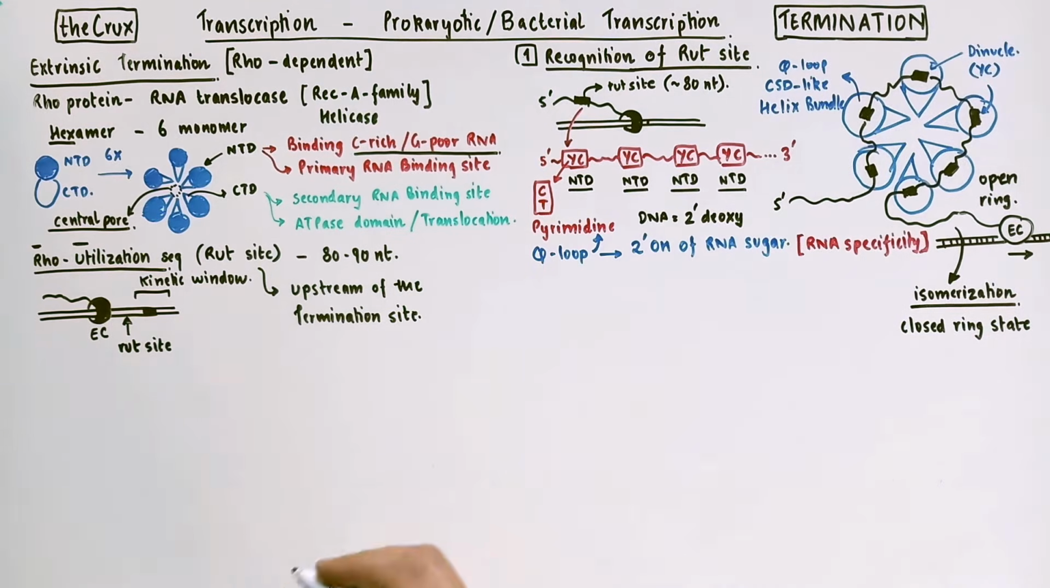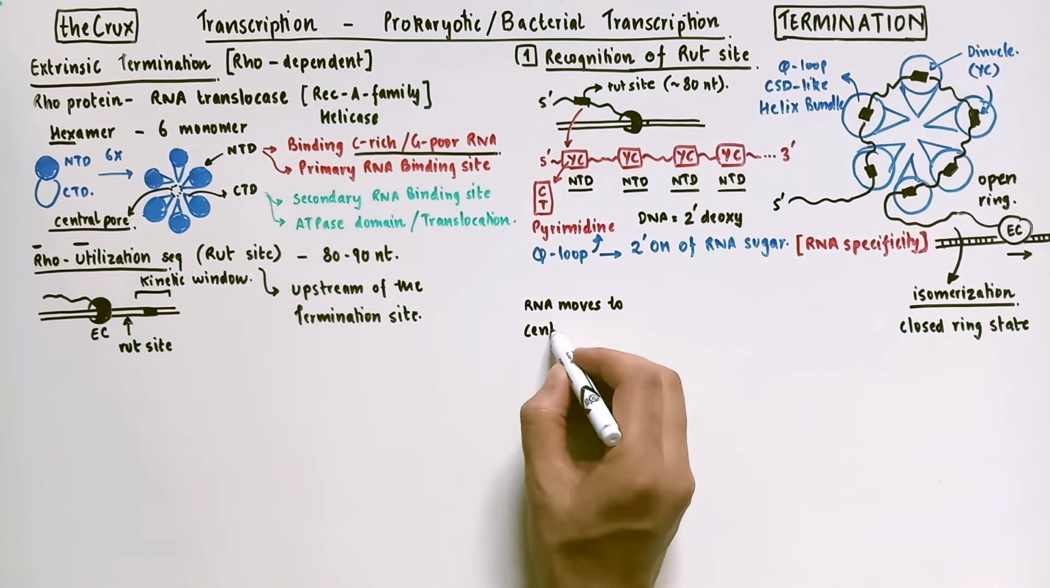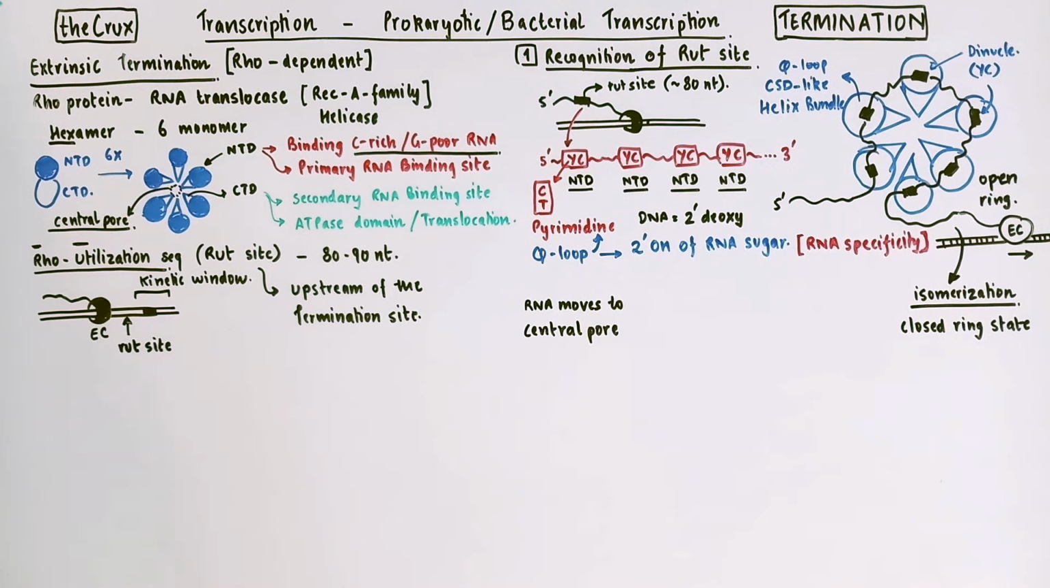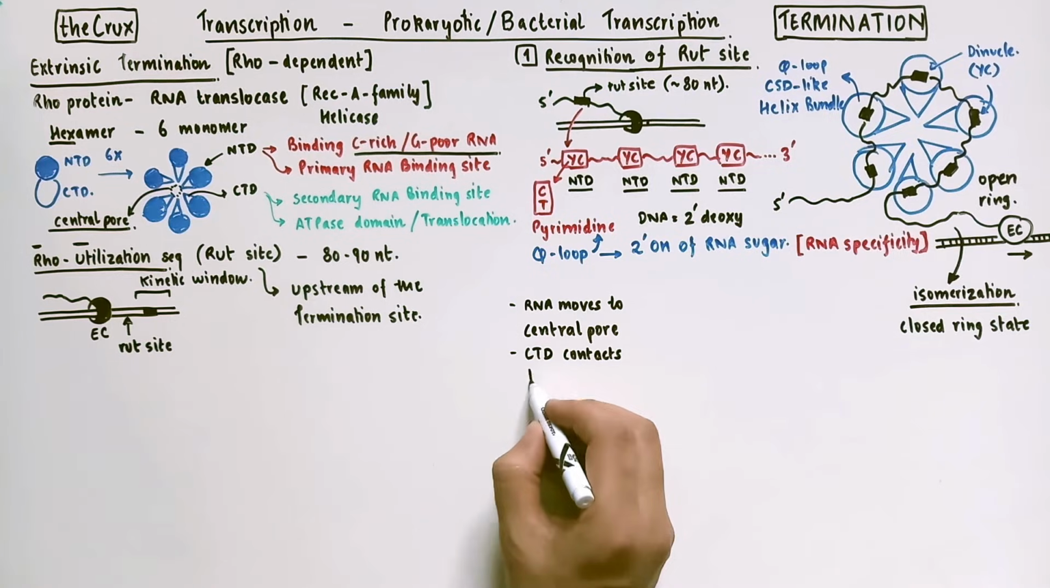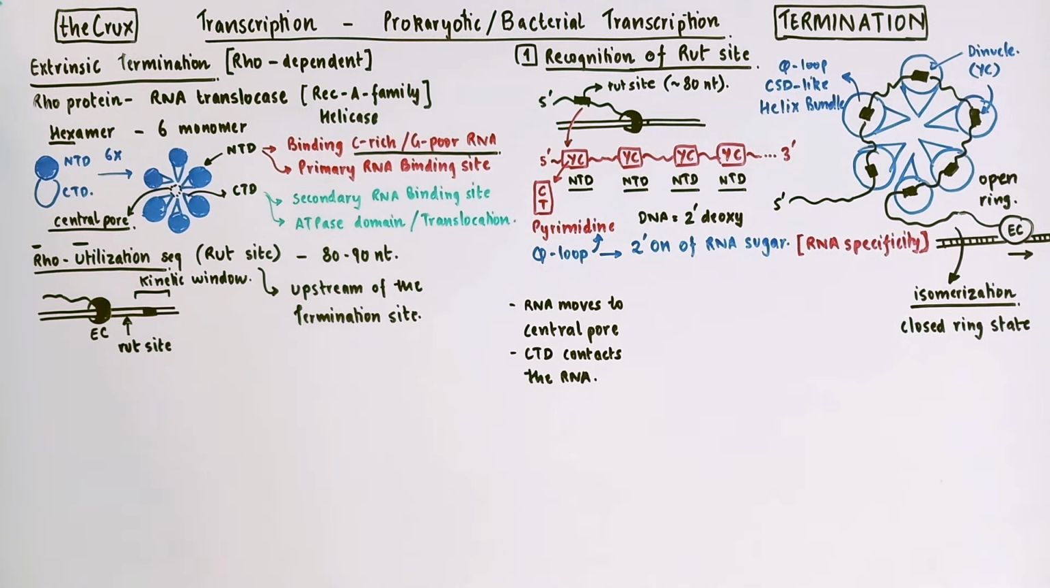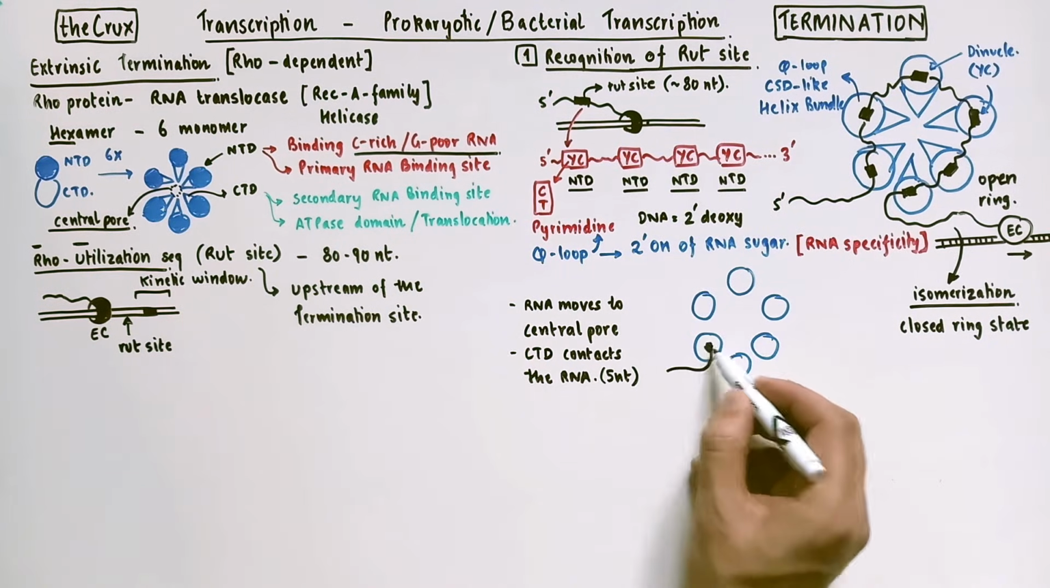So in the closed ring state, the RNA moves to the inside of the Rho protein, which is the central core, and then this initiates the secondary binding of the RNA by the C-terminal domain. These bindings involve 5 base pair of RNA, and that's because that's the approximate length of the central pore.